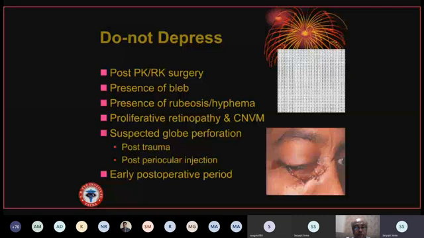Proliferative retinopathy, sometimes the vessels are very friable, and if you keep depressing, there may be episodes of hemorrhage. Suspected globe perforation, post-trauma, post-periocular injections, very recent periocular injections, and the early post-operative period less than 1 month, it is not advisable to depress.